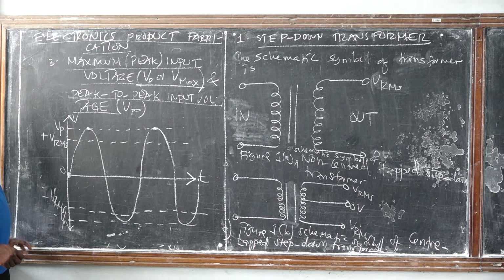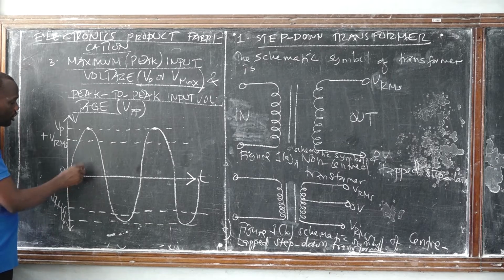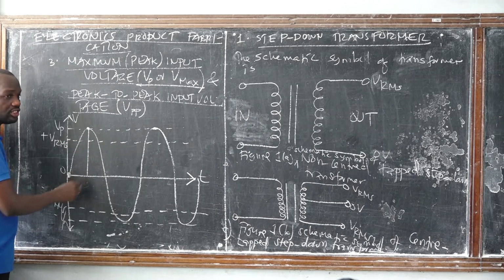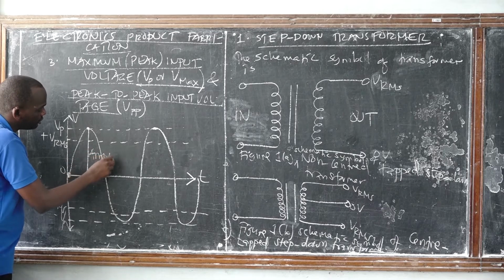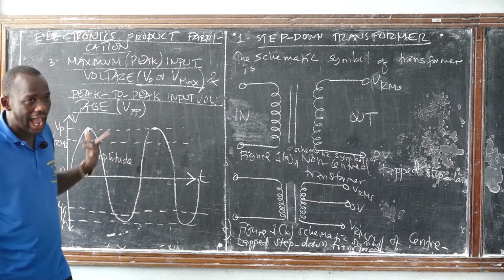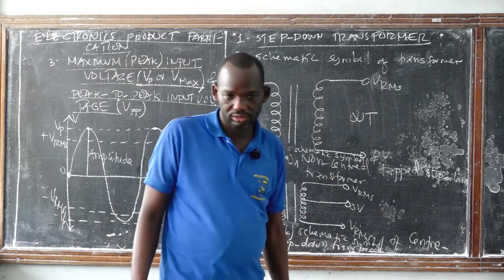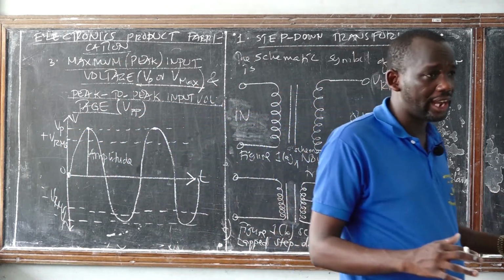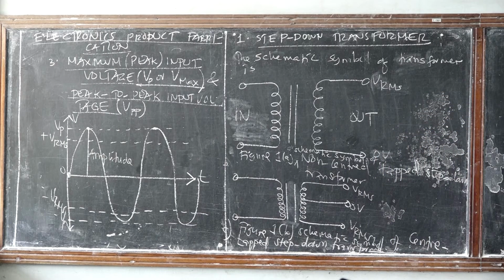If this is the graph, remember from 0 to peak, we also call it the wave amplitude. So we might say maximum or peak or amplitude input voltage. In most simulation software, if you pick a power source called the alternator, they give you a chance to write the amplitude of the alternating voltage that you want. They don't give you a chance to write root mean square voltage. That's why we taught you in AC theory of advanced secondary education.